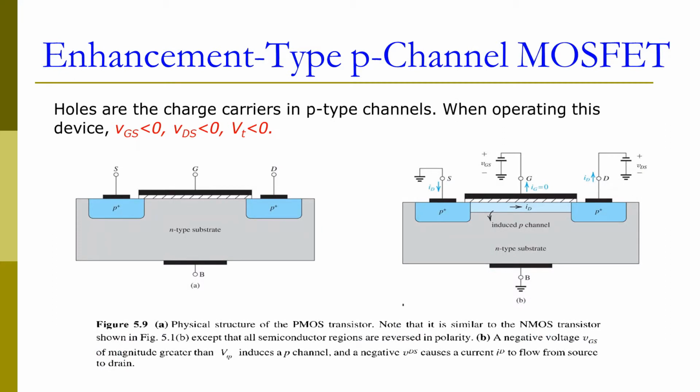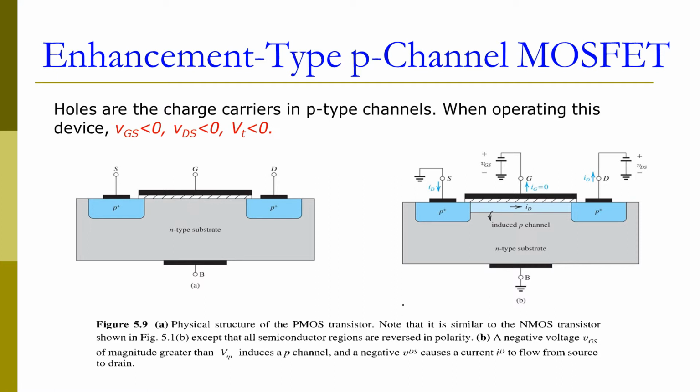And what happens for a p-channel MOSFET? For a p-channel MOSFET, we need an n-type substrate, and then we need a negative gate voltage. This negative gate voltage will repel the negative charge and leave positive bound charge, and it attracts holes from the source and drain to form a p-type channel.